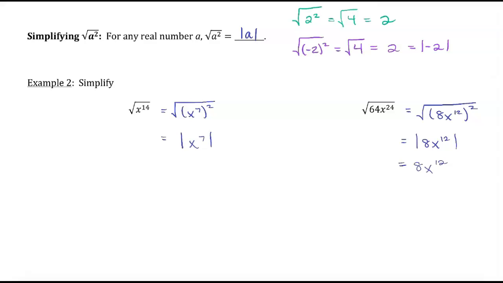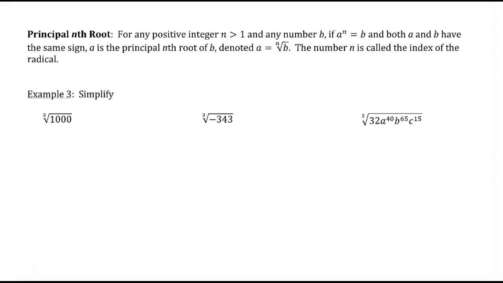From this point on, we're going to assume that all variable factors that are in a radicand represent non-negative real numbers. That way we don't need to use the absolute value bars when we are simplifying radical expressions whose radicands contain variables. Let's extend this idea of a square root to an nth root.